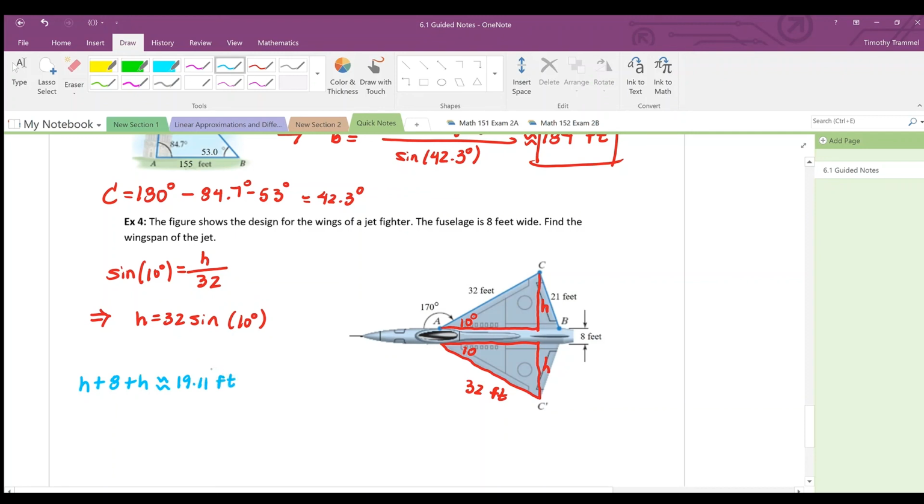And one thing I would like to say here is that this question didn't say what place to round to. I just chose to round to the nearest hundredth here. That's it for that one. We didn't actually need law of sines.